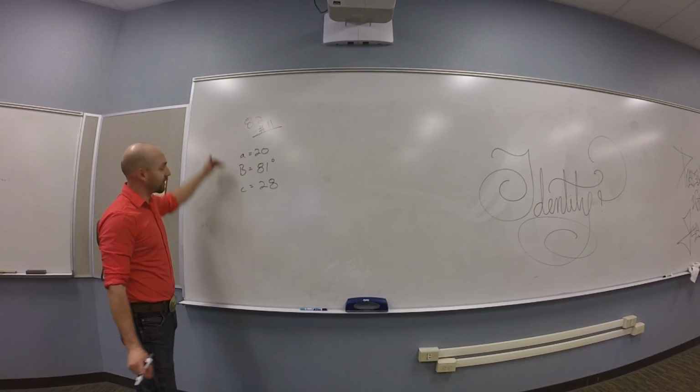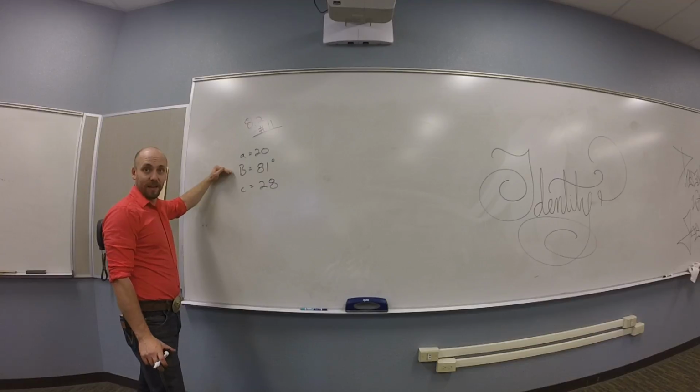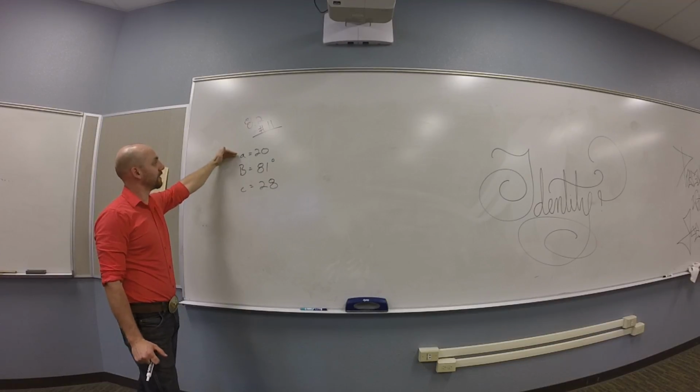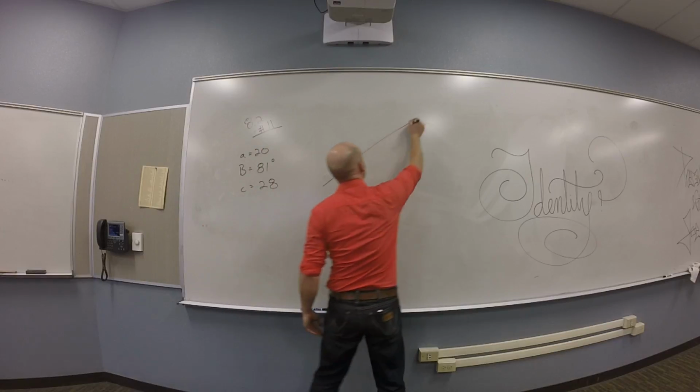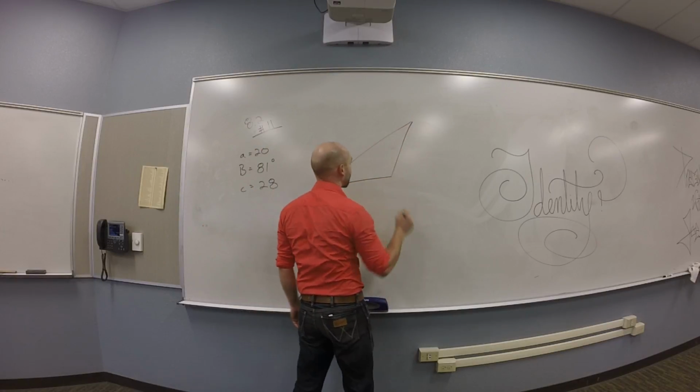So I have here some sides and some angles. They told me A is 20, capital B is 81 degrees, and C is 28. What are they talking about? A non-right triangle. They're talking about some arbitrary non-right triangle. So here's my favorite non-right triangle.